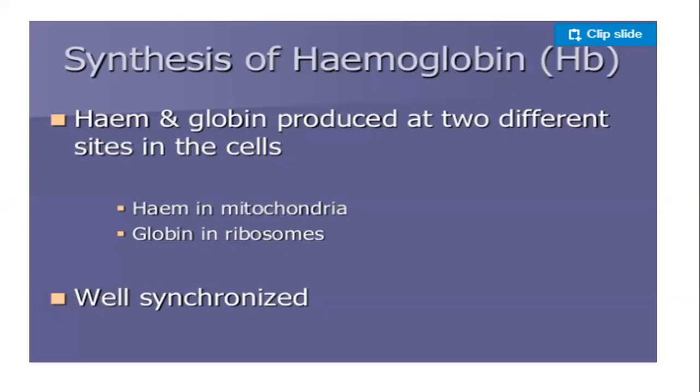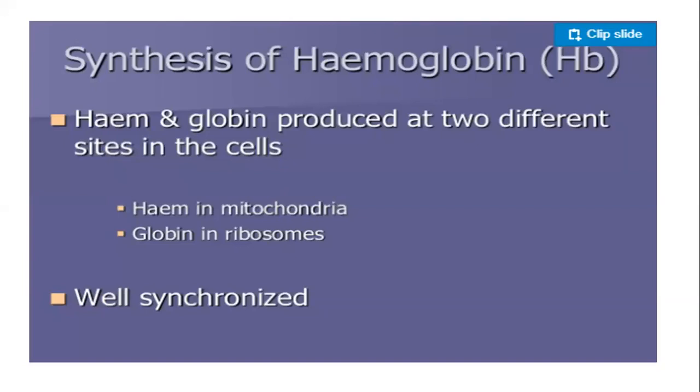So the heme and the globin are produced in different sites in the cell. Heme, for example, is produced in the mitochondrion. So within the red cell, or whichever cell, you have heme being produced in the mitochondrion, and then globin is produced in the ribosome. Those who have studied cells or done cytology will notice very quickly that the mitochondria has its own functions. And then, of course, the globin component is synthesized within the ribosomes.